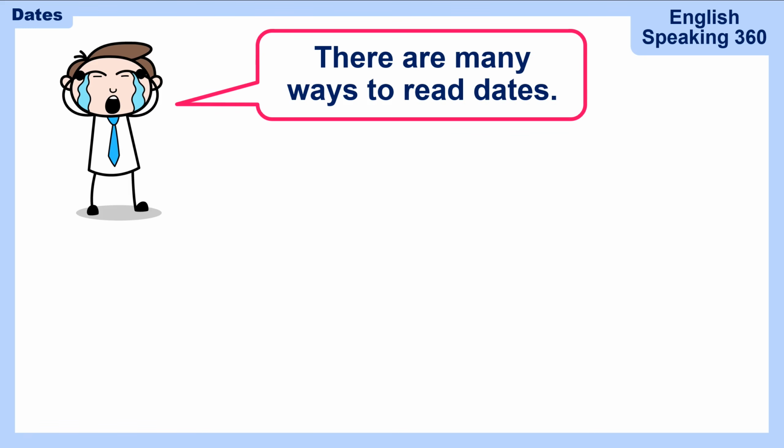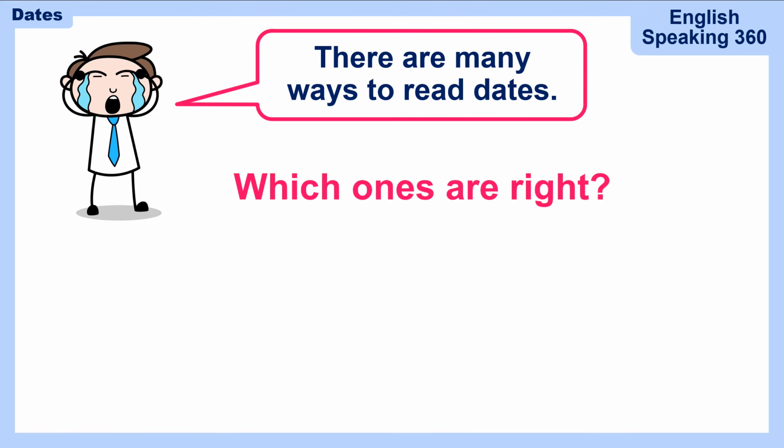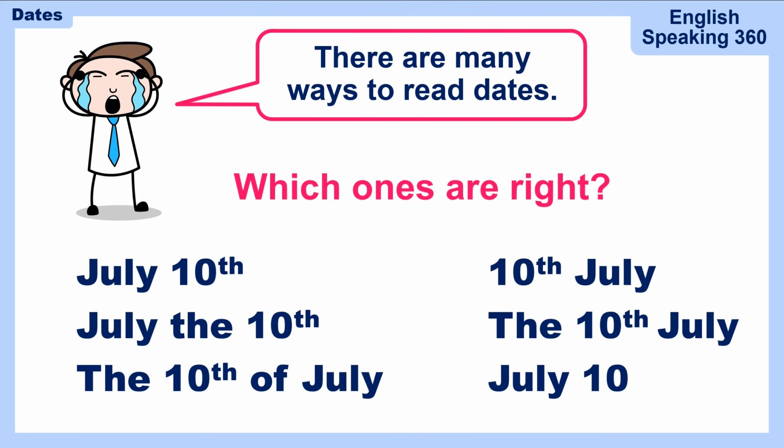There are so many ways to read dates in English, so which ones are right? Let me give you 6 possibilities. Now look at them carefully and you tell me which ones you think are good ways to say the dates in English. Let's take the first one, July 10th. Okay or not okay? It's okay, of course, and it is also the most common way. So remember this one. If you forget all the other ones, at least remember this one.